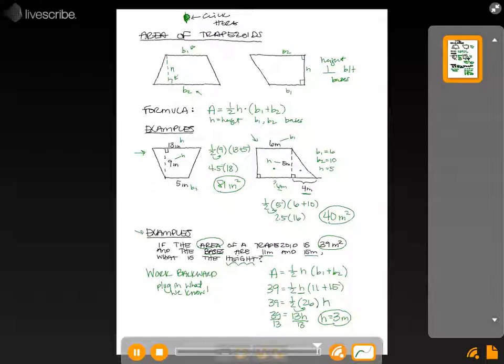So those are your notes on the area of a trapezoid. Make sure you have the formula down because that's the important part. And if you have any questions, ask them in class next time.